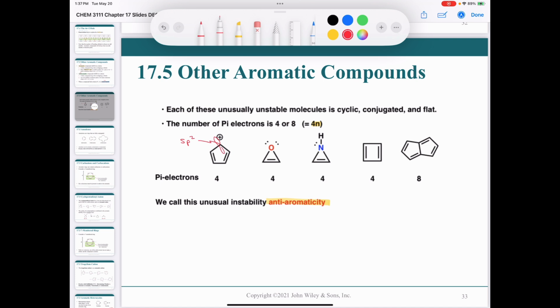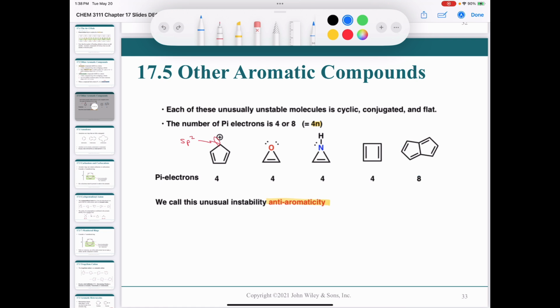So here you can clearly see we have a continuously overlapping system of p orbitals. But how many pi electrons do we have? 1, 2, 3, 4. So that's a 4n number where n is equal to 1, right? Over here, the same thing. In order for these electrons to participate in resonance, they have to be in a p orbital, okay? And so in that case, we'd have 1, 2, 3, 4 pi electrons in those p orbitals. And so that would be an anti-aromatic compound. The same thing with our cyclobutadiene, anti-aromatic compound. And then we have this compound over here, which would be an anti-aromatic compound as well.